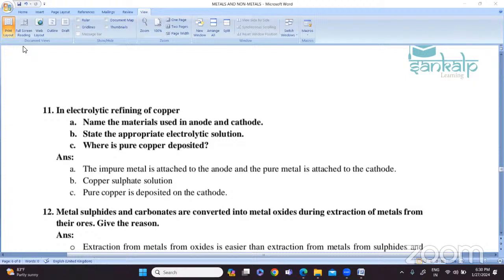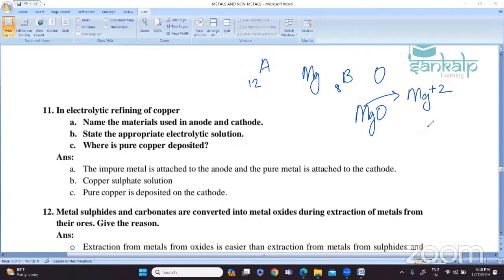Okay. Can you tell me which is the element with atomic number 12? It will be Mg. And the element B with atomic number 8 is oxygen. So it will be MgO. Magnesium, when it gives, will be Mg2 plus. Oxygen can take 2 electrons, so it will be 2 minus. So the compound formed is MgO. Fine. So an ionic bond is present. I hope it is clear. Okay. Moving forward, next question.